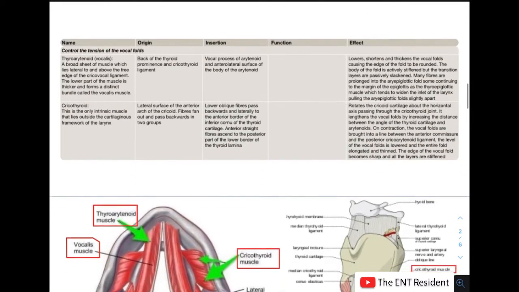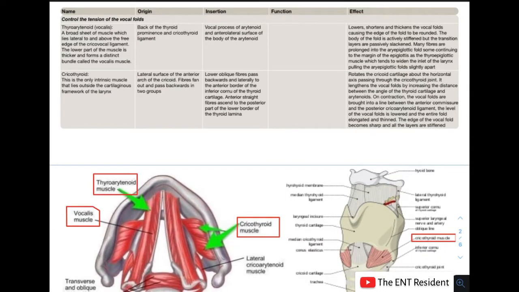Next, we move on to the group of muscles which help in controlling the tension of the vocal folds. As I was telling you before, there are two such muscles: the thyroarytenoid or the vocalis muscle, and secondly the cricothyroid muscle. Now, thyroarytenoid is a broad sheet of muscle which lies lateral to and above the free edge of the cricovocal ligament. A part of this muscle is called the vocalis muscle, which is the tensor of the vocal cord. The lower part of the muscle is thicker and forms a distinct bundle, which is called the vocalis muscle.